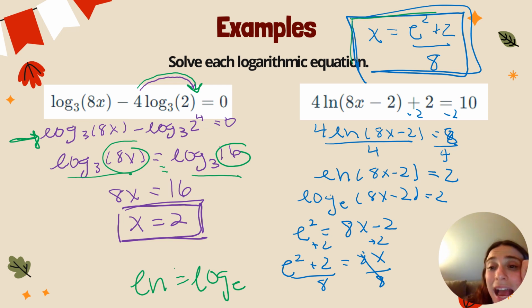And then in exact form, you can leave it as e squared plus 2 over 8. That's a great way to leave your answer. If I asked for you to round, it's about 1.17, all right? But leaving it like this, done. Good, beautiful.